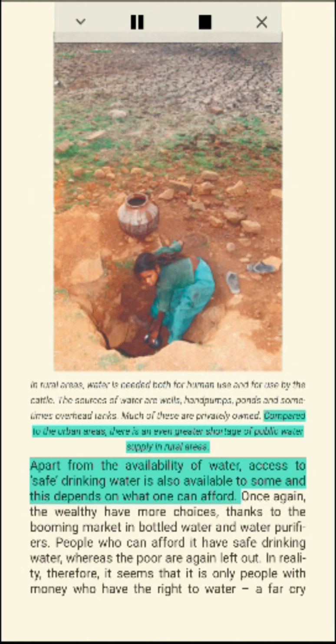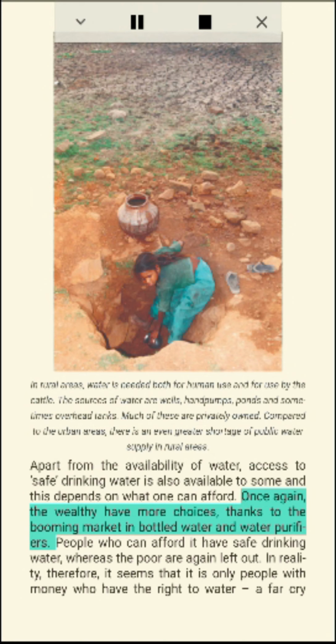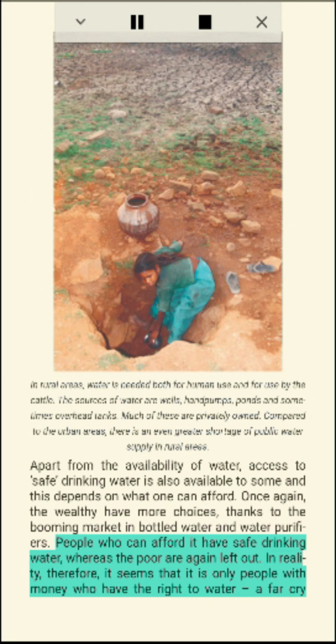Compared to the urban areas, there is an even greater shortage of public water supply in rural areas. Apart from the availability of water, access to safe drinking water is also available to some, and this depends on what one can afford. Once again, the wealthy have more choices thanks to the booming market in bottled water and water purifiers. People who can afford it have safe drinking water, whereas the poor are again left out. In reality, therefore, it seems that it is only people with money who have the right to water, a far cry from the goal of universal access to sufficient and safe water.